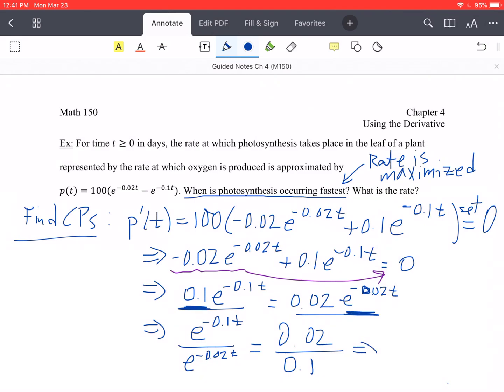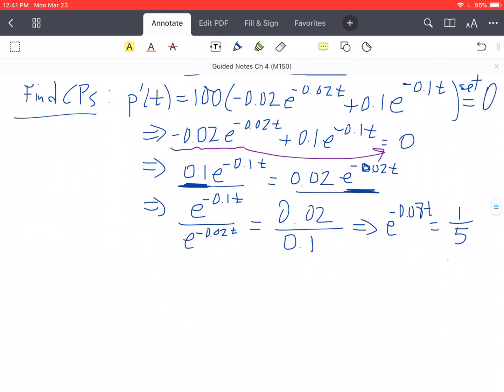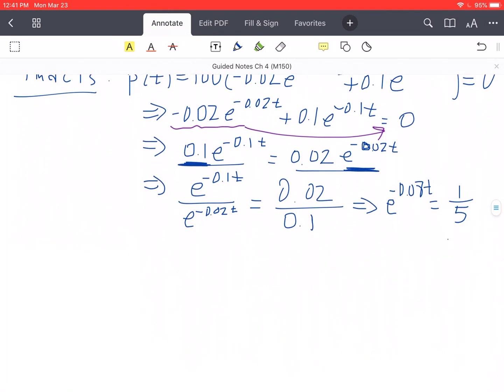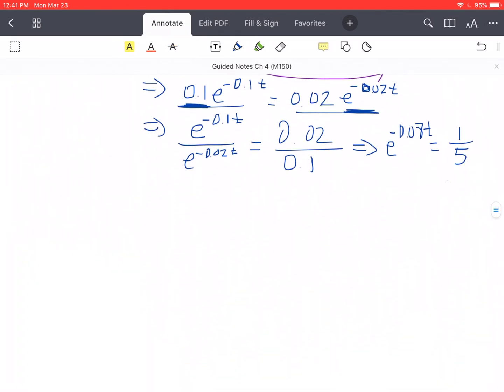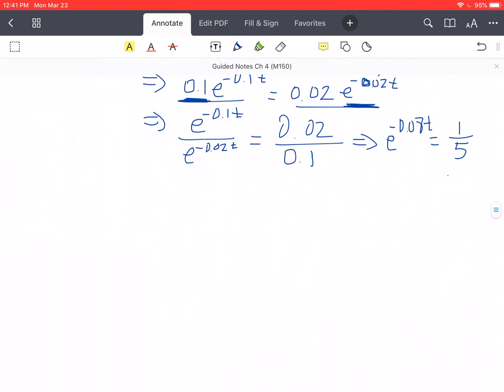Using the laws of exponents, this gives us e to the negative 0.08t equals 0.02 over 0.1, that's just 1/5. And we're getting so close to finding the t value. Now we just need to take the natural log of both sides.